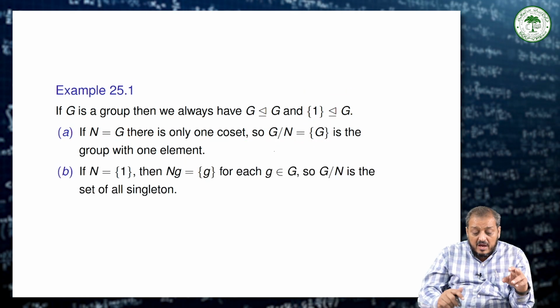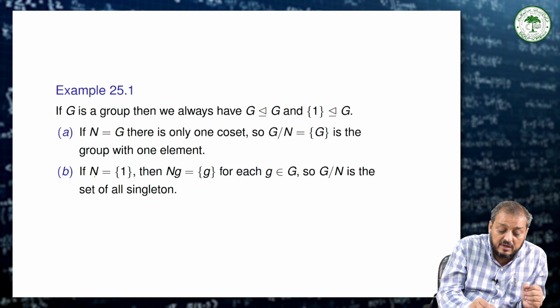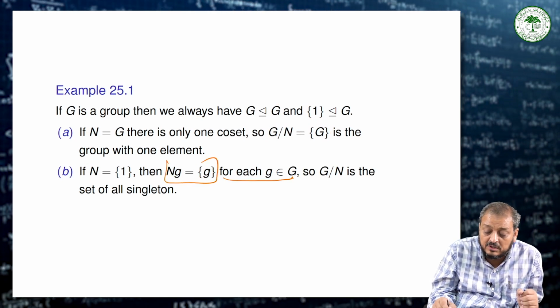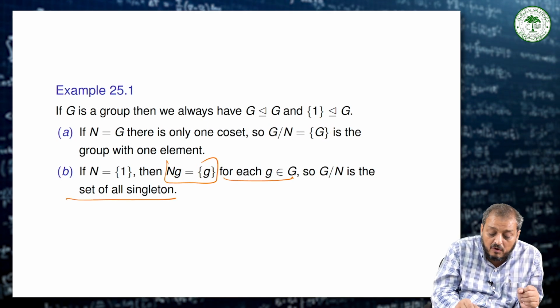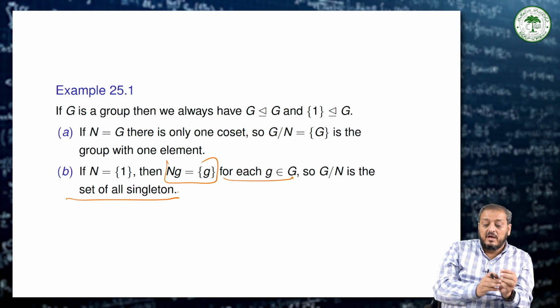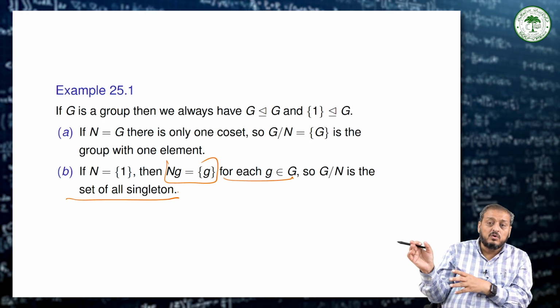Now second, if N is equal to the identity, then Ng is equal to {g} for each g belonging to G, and then G by N is the set of all singletons. So we just take the set of Ng for g equal to 1, 2, 3 and so on.